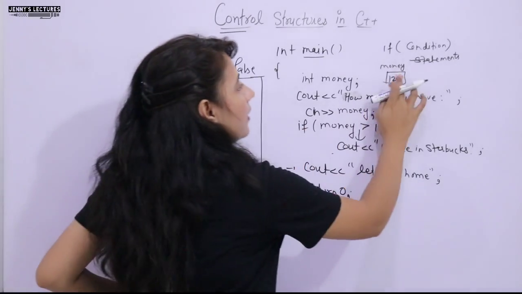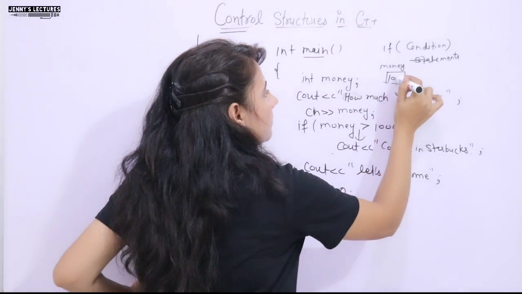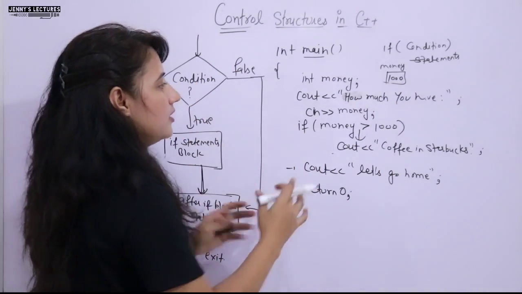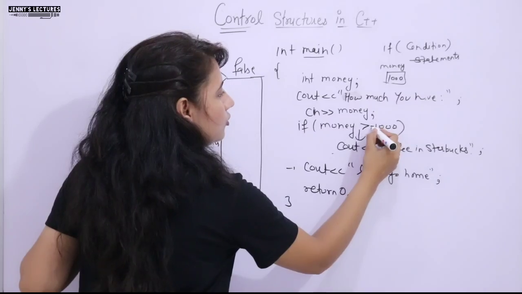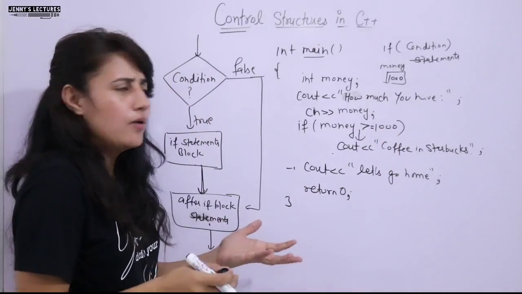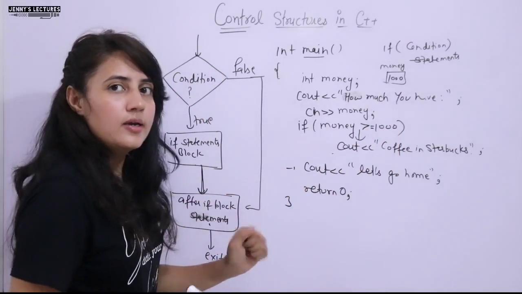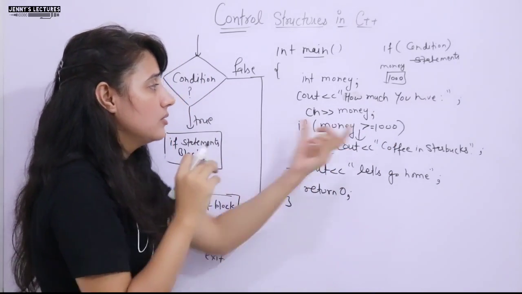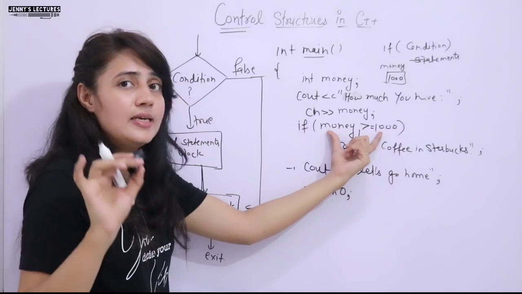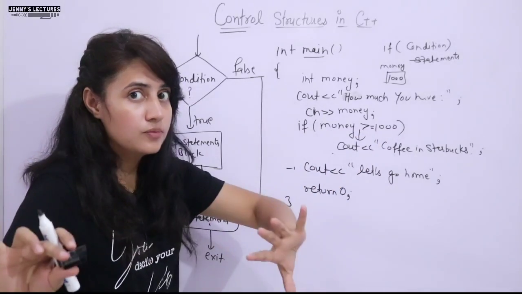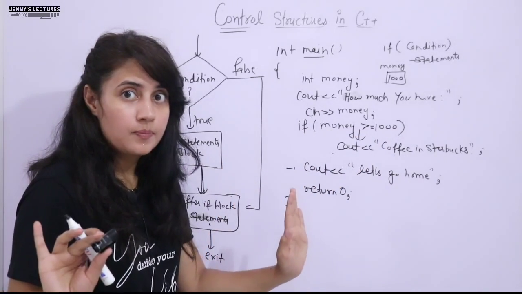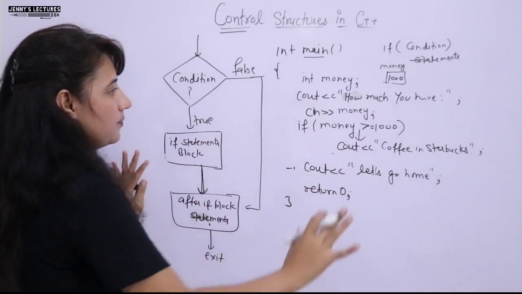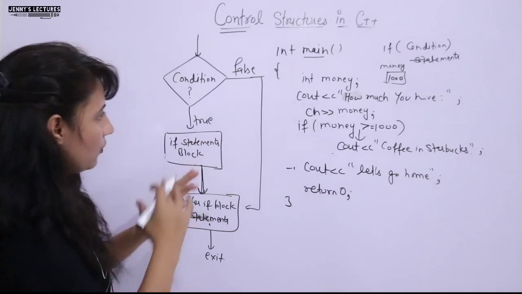Now I'm just writing 1000. So if you want to change the condition, like money is greater than or equal to 1000, then also you can have coffee. So this also you can take. This is the condition. This condition can be any expression or any constant value, but this should be evaluated finally to a Boolean value, either true or false. That's it, right? I hope you have understood the simple working of this if block.